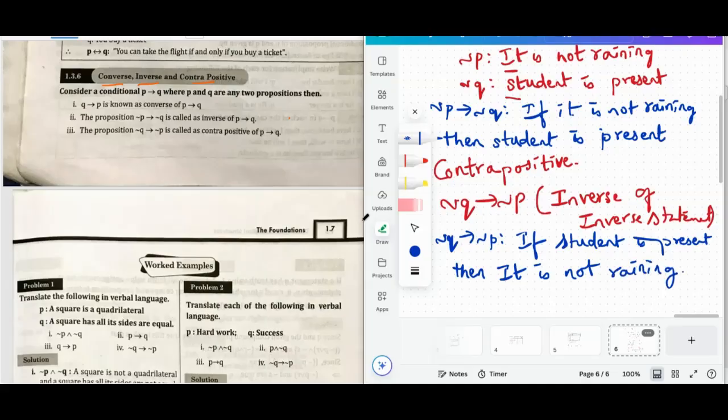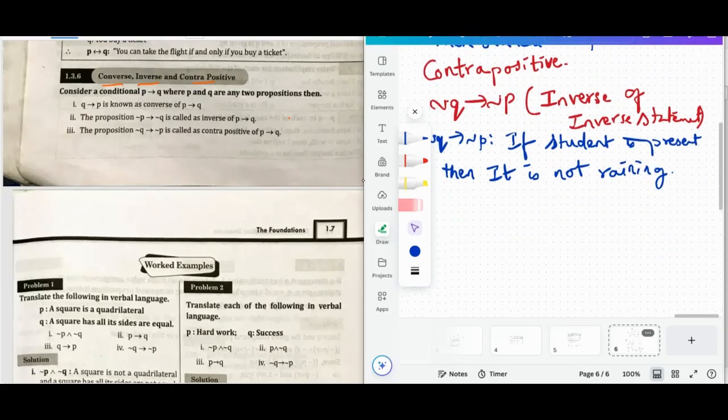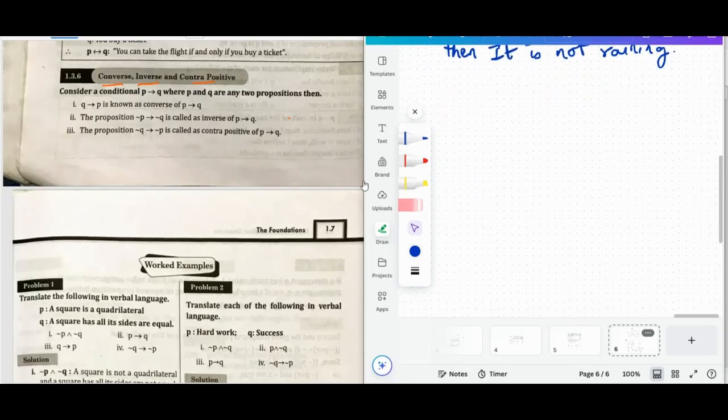If student is present, then it is not raining. It's called the contrapositive. This is a very important topic where you will be getting many questions from this part: converse, inverse, and contrapositive. So what is meant by converse? What is inverse? And what is contrapositive? Yeah, we'll just recap it.